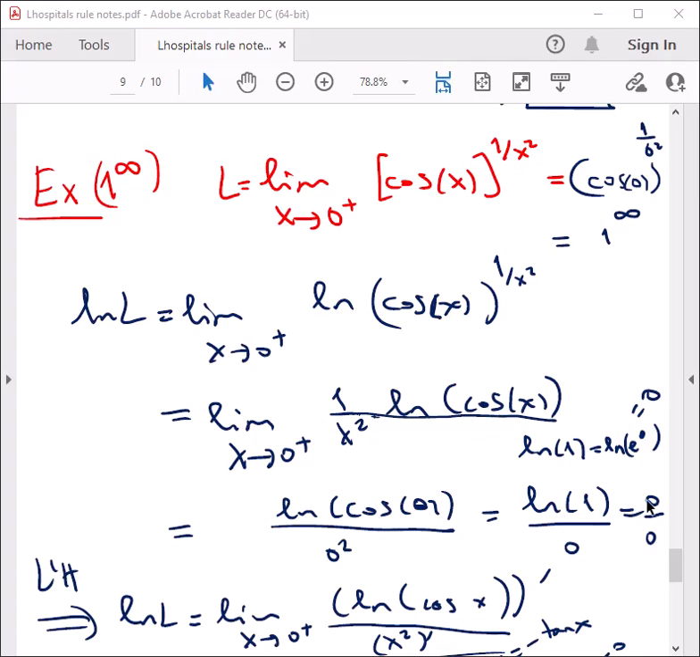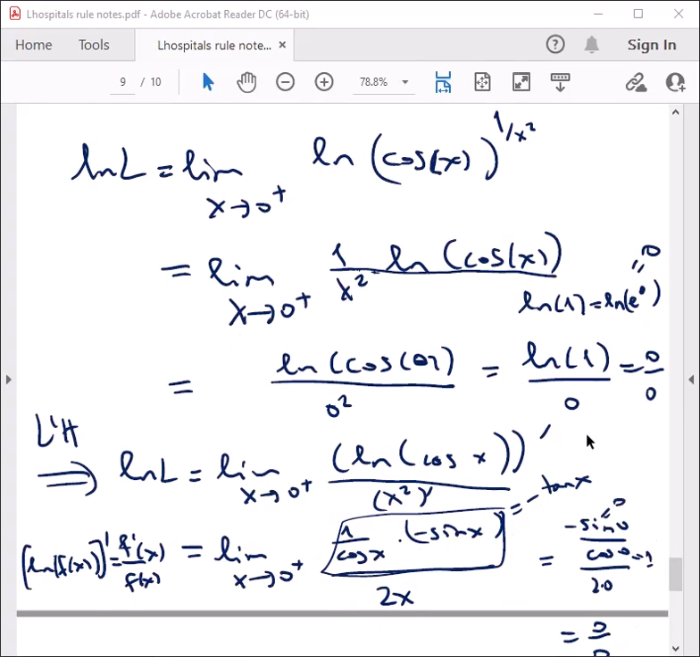ln of 1 is 0. So we have 0 in the numerator. And x squared will go to 0 squared, which is 0. So we have a 0 over 0. So we can apply L'Hopital's rule. Take the derivative of ln of cosine of x divided by the derivative of x squared. Okay, for ln of cosine of x, we have to use the chain rule. Remember, if we have ln of f, the derivative is f prime over f, right? So the derivative of ln of cosine x is going to be 1 over cosine times the derivative of cosine, which is minus sine. And the derivative of x squared is 2x.